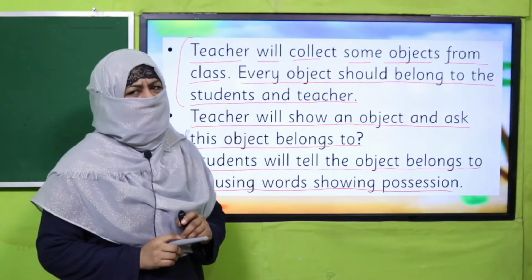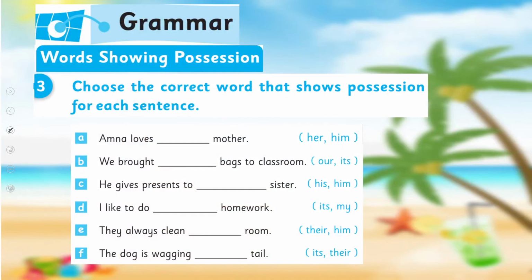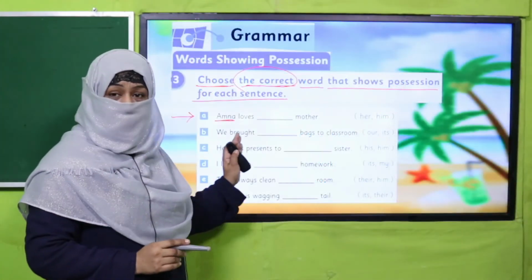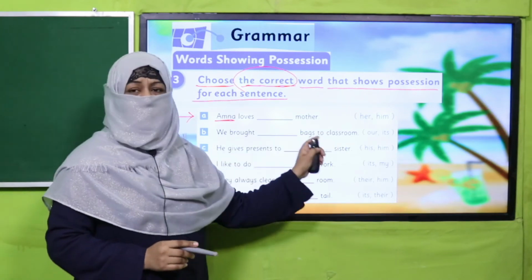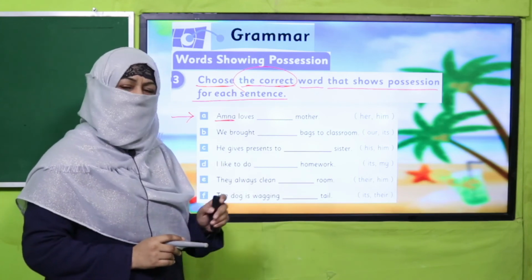Yes, my dear children, are you done with it? Good job. Now, let's practice it from your book. You will choose the correct word that shows possession for each sentence. You will read the sentence and there are two options. You have to choose the correct one, okay? Amna loves dash mother. So, Amna is a female and the word showing her possession will be her. I told you the answer. Okay, this is how you will read the sentence. Carefully select the word showing possession and complete these sentences. Pause the video, complete this task and then come back.